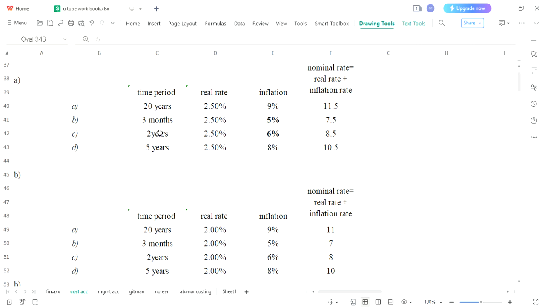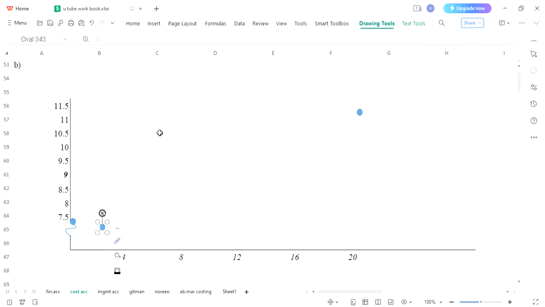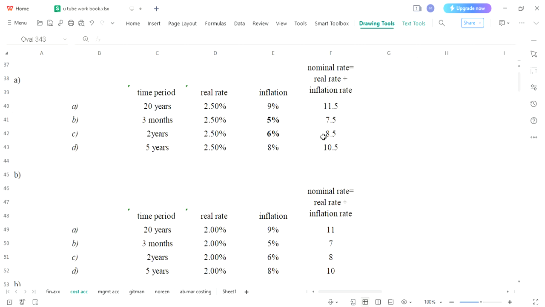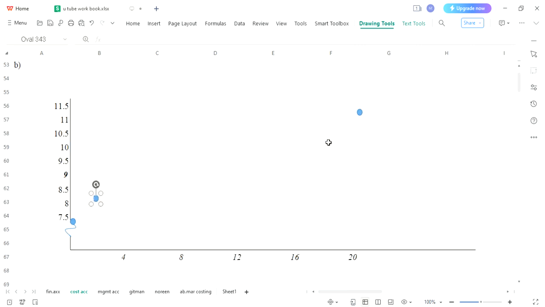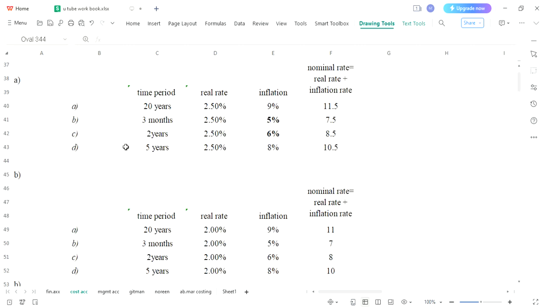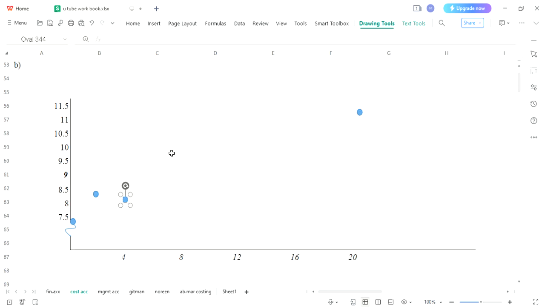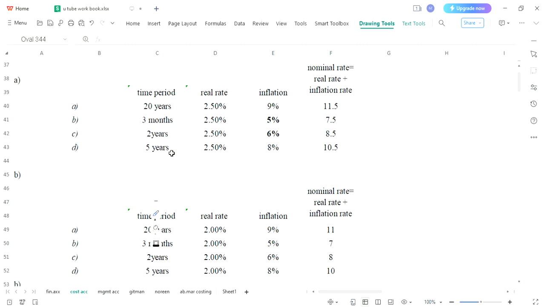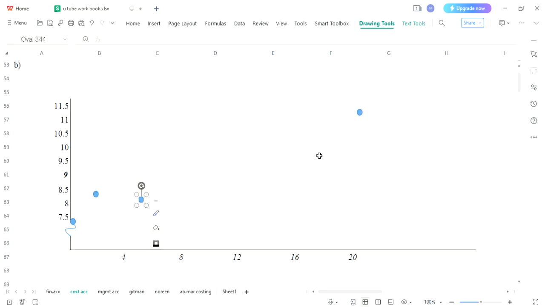For 2 years, let's go back to the 2 year. 2 year in between 0 and 4 we have at the same place. This is 2 year and your nominal rate is 8.5. 8.5 is present over here. So this is also completed. Let's get back for the next. Last point is 5 years. 5 would be in between 4 and 8, and I think this is to be considered as 5. For 5 year we need to go at 10.5.